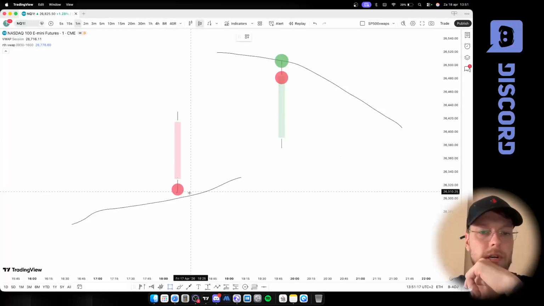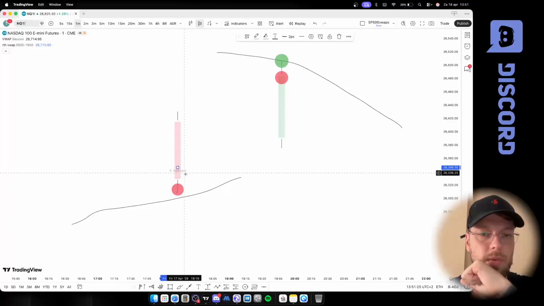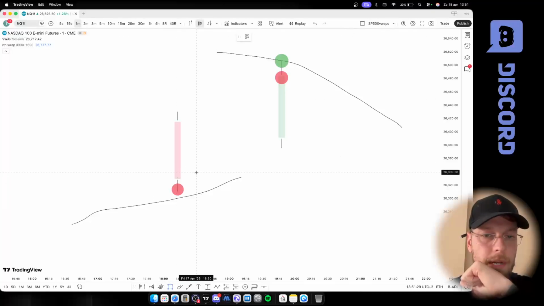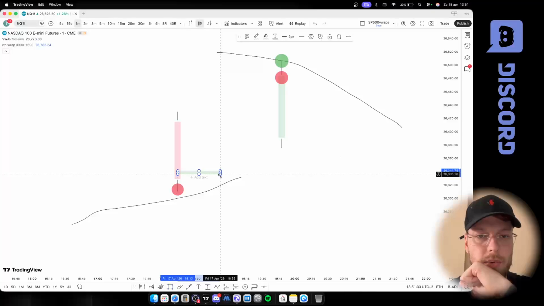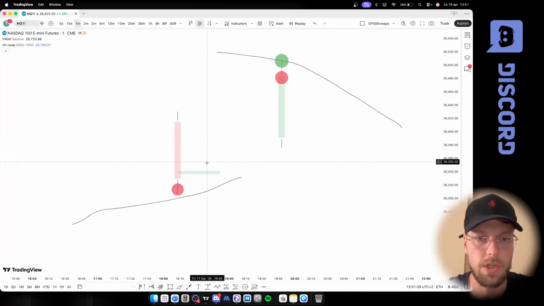So if we are going back to this one and we plot a red bubble, we see absorption, and all of a sudden we get huge imbalance, buy imbalance. I don't use the imbalances, but let's say we get some imbalances here. That's our aggressive initiation. Okay, so that's a go sign.